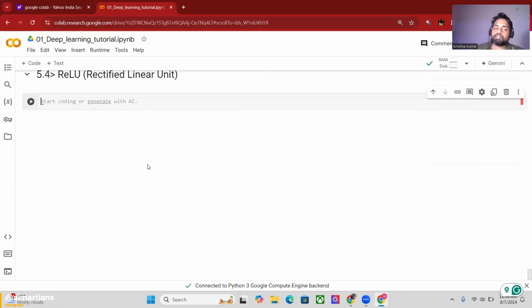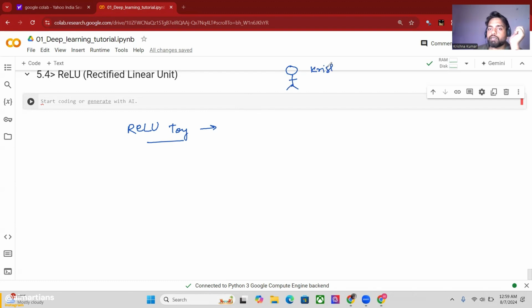I'm just going to take one simple example right away, just to make you understand, and I will draw something on the screen. So suppose you have a toy. This toy's name is ReLU. It's a ReLU toy. It only knows two things. Whenever a user, suppose this is me, Krishna, gives any number to this toy, it simply gives two kinds of answers only. One is 0 and another is the same value that I give.